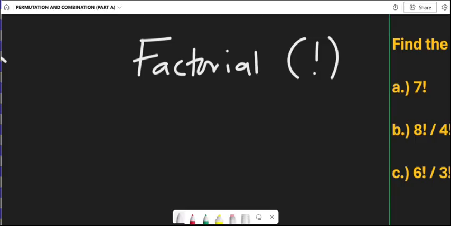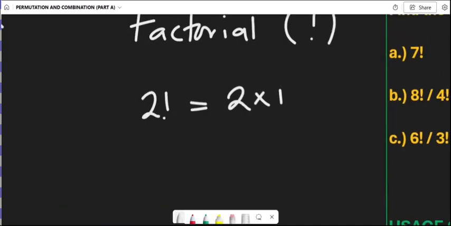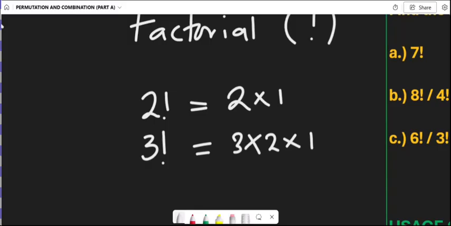For instance, let us say we have 2 factorial. It means I'm going to have 2 multiplied by 1. Let us assume I have 3 factorial. 3 factorial is going to be reducing by 1 and multiplying, that's 3 times 2 times 1. That is what we refer to as 3 factorial.